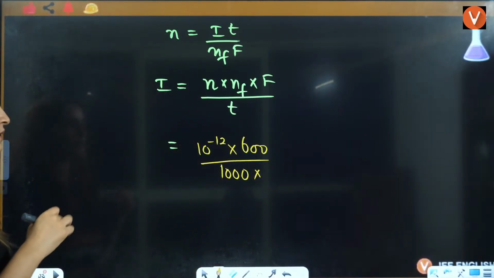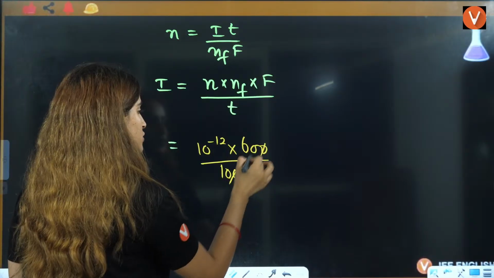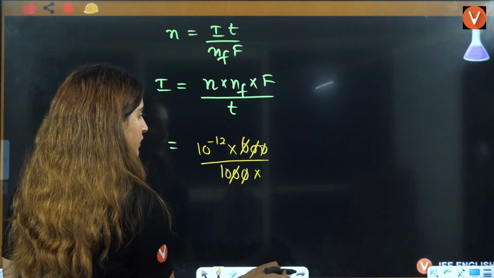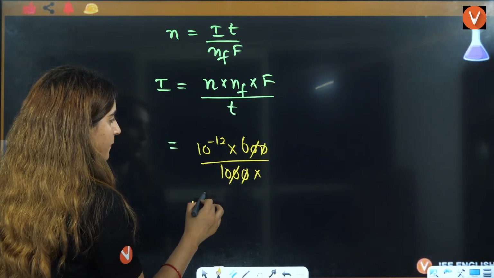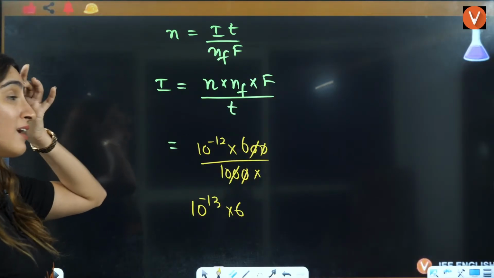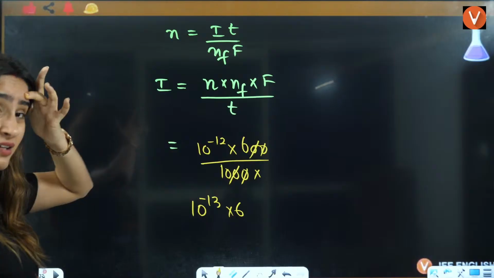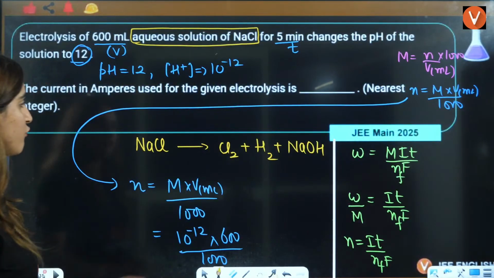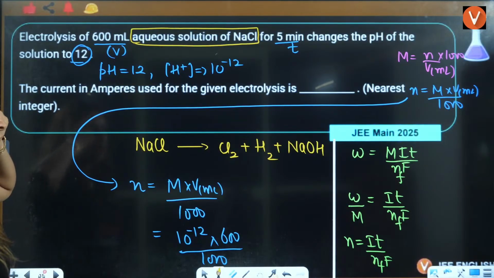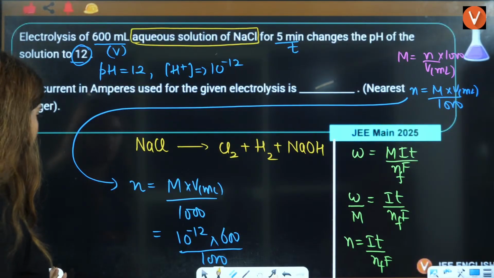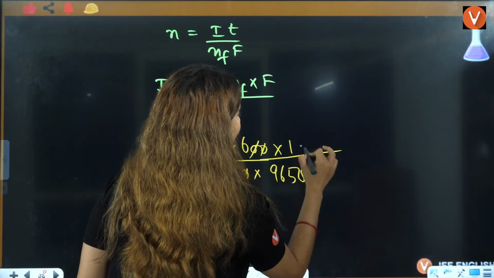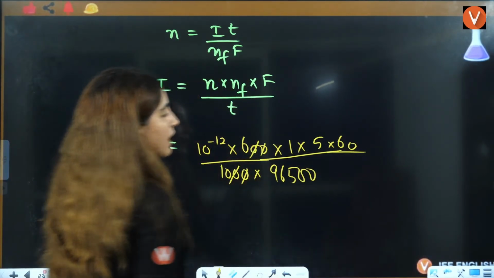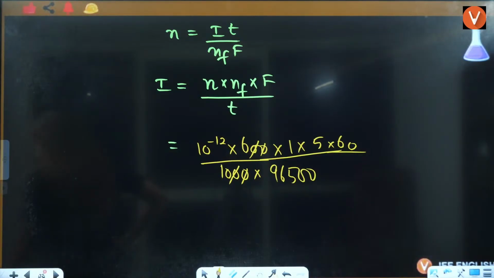Right? And what is the value for this one? Let's say this is 6 only. This will be 10 raised to the power minus 13. 6 into 10 raised to the power minus 13 will be the value of number of moles. Very, very low value. Okay? Right? nF is going to be 1 for this one, for NaOH. Then we have put Faraday as 96500. And what is the value of time here? Time is given to be 5 minutes. So it will be converted to seconds. And that's how you will get the answer here.